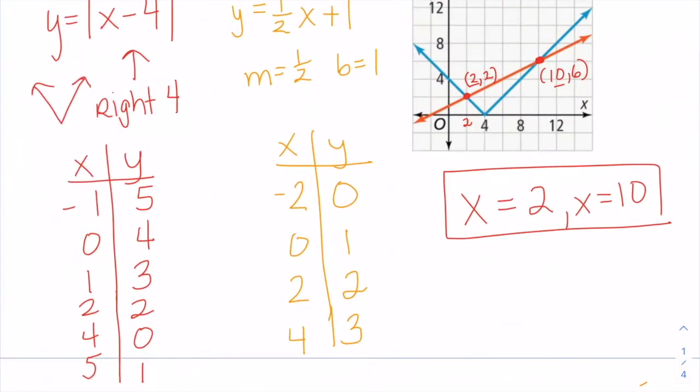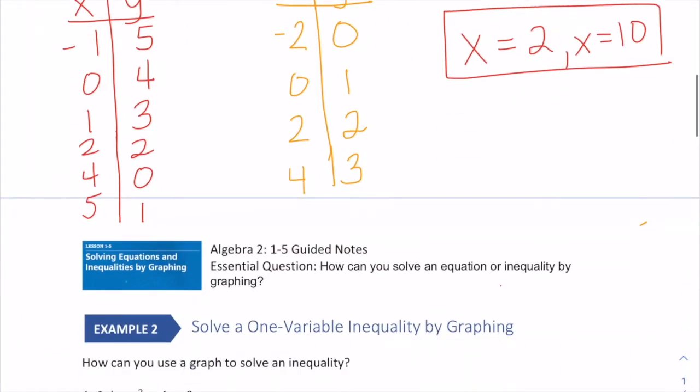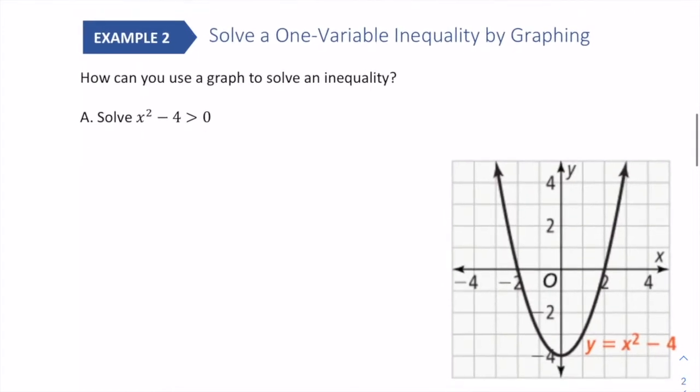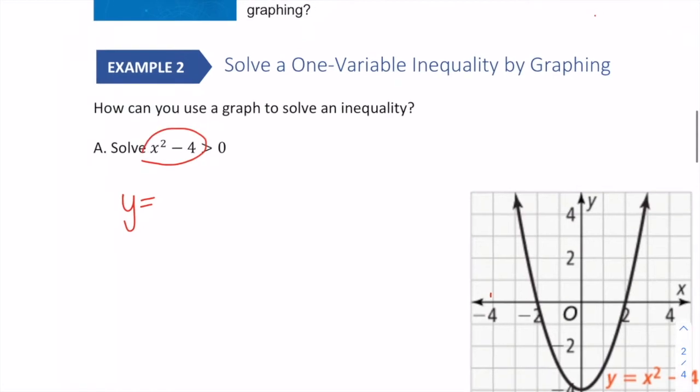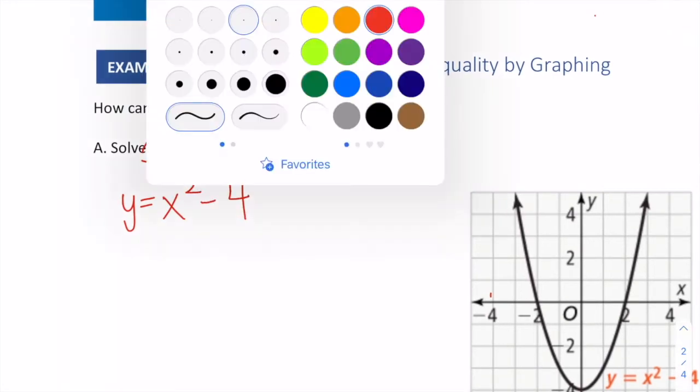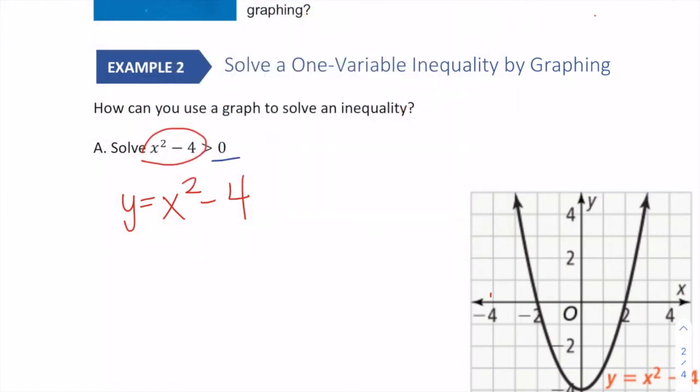Okay, solving by graphing, looking at the pictures and finding where they intersect. Okay, let's look at an absolute value or an inequality. So here we have x squared minus 4 is greater than 0. So this question is asking, when is this parabola y equals x squared minus 4 going to be greater than the line y equals 0?